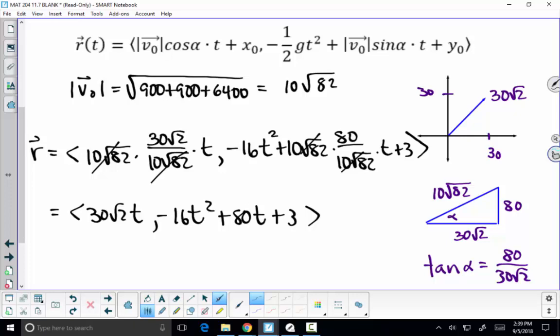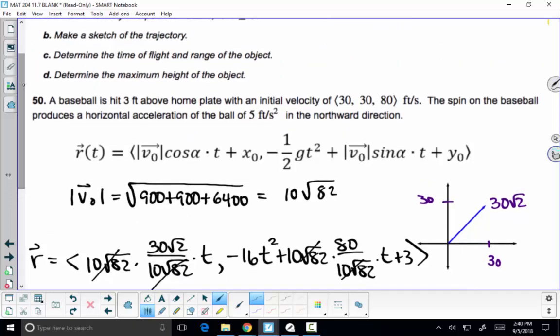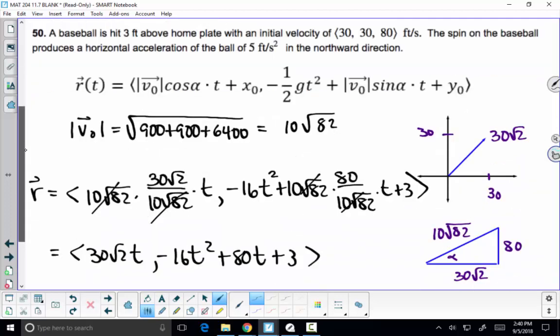Real quick, where did the negative 16t squared come from? We're assuming feet per second, so we're assuming the imperial system, so we're putting a 32 in there for g. So that's our position vector. Sketch the trajectory as just the ball in the air. Determine the time of flight and the range of the object.